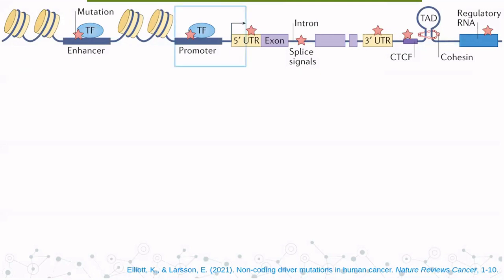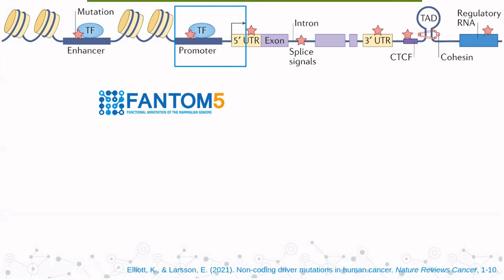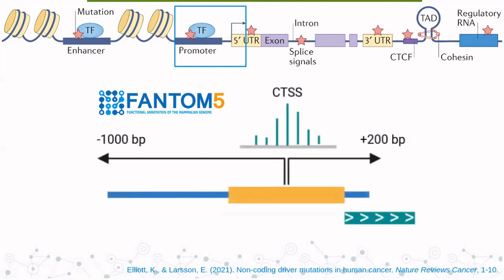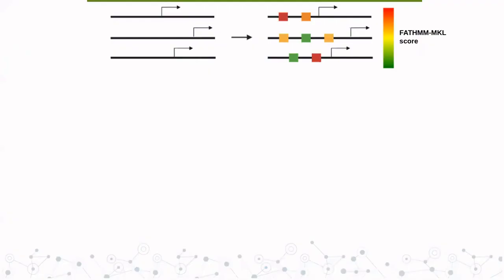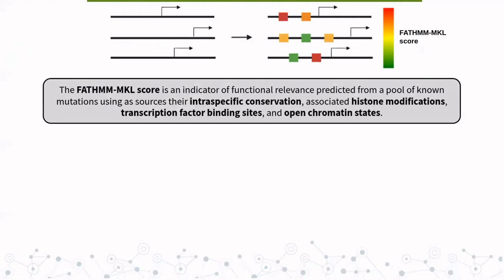We identified active promoters in breast samples using FANTOM5 CAGE data, selecting regions of interest above a certain score. We aligned those regions with registered TNBC mutations and filtered them by a functionality score. This score is an indicator of functional relevance predicted from a pool of known mutations using as sources their interspecific conservation, associated histone modifications, transcription factor binding sites, and open chromatin states.